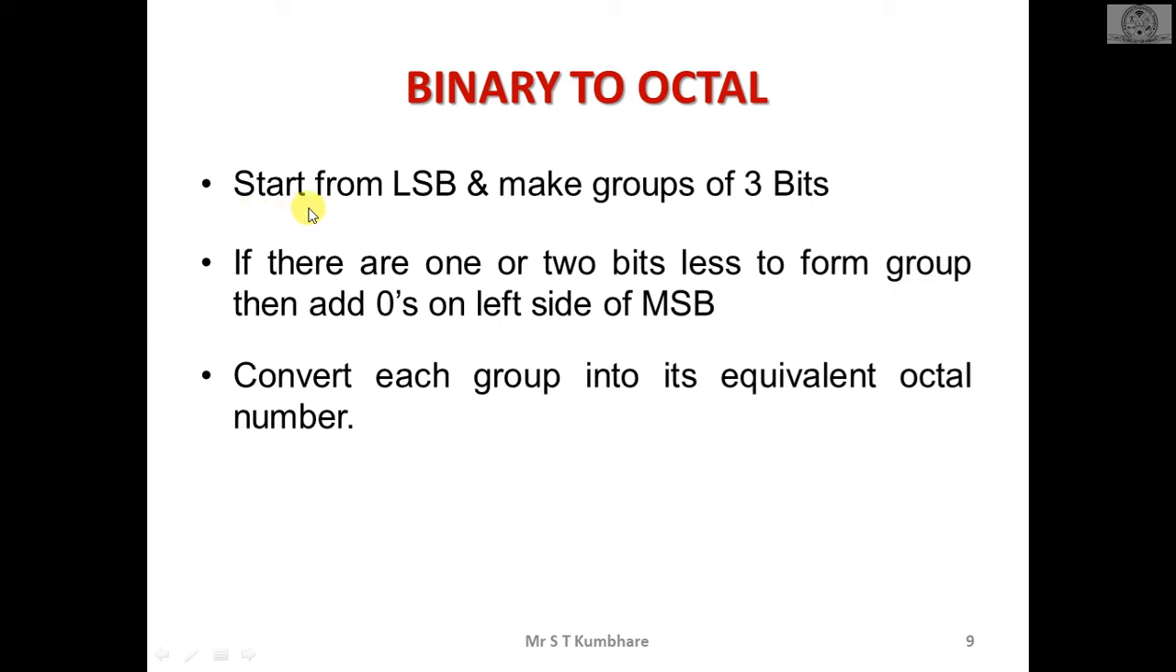What you have to do? You have to start from LSB. We have to convert a binary number to an octal number. Normally a binary number is in the form of ones and zeros. So you have to start from the LSB. Now, how to identify the LSB? The number which is at the right hand side is the LSB. For example, if I have 101 as the number, then this is my LSB and this is the MSB.